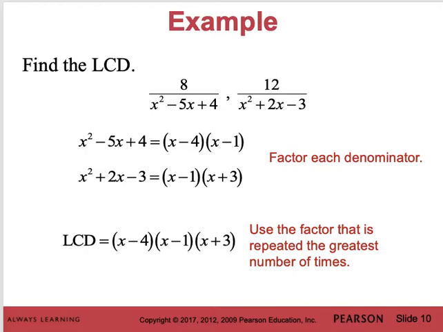Here's another example finding the least common denominator, and that's all we're focusing on in this section. So first thing is factor each denominator. The first one is x minus 4, x minus 1. The second one factors to x minus 1, x plus 3. So what do I notice? I notice that these are the same, so I only have to write it one time. The other ones only appear once, so I will write them as well. So use the factor that is repeated the greatest number of times. That's our x minus 1. We'll use that one time. So this whole thing is our least common denominator.